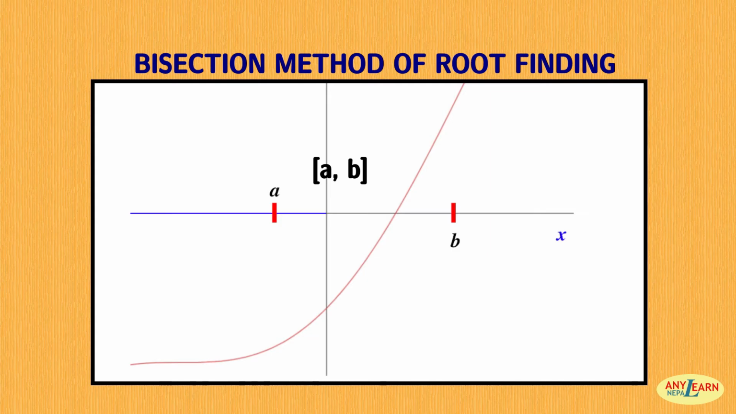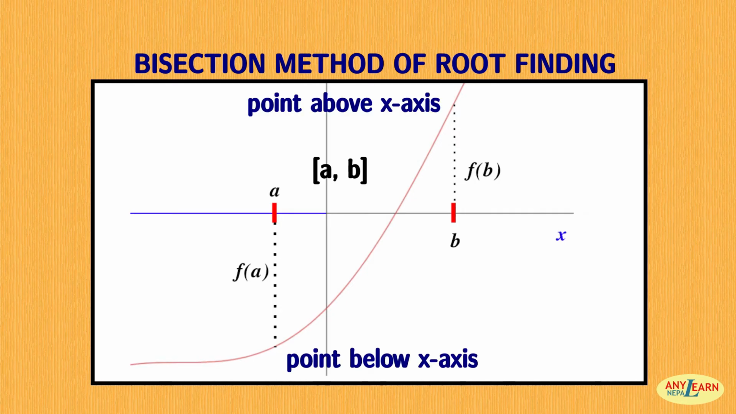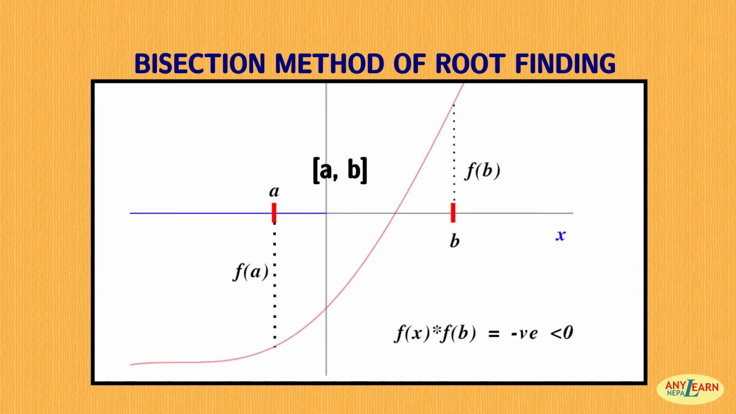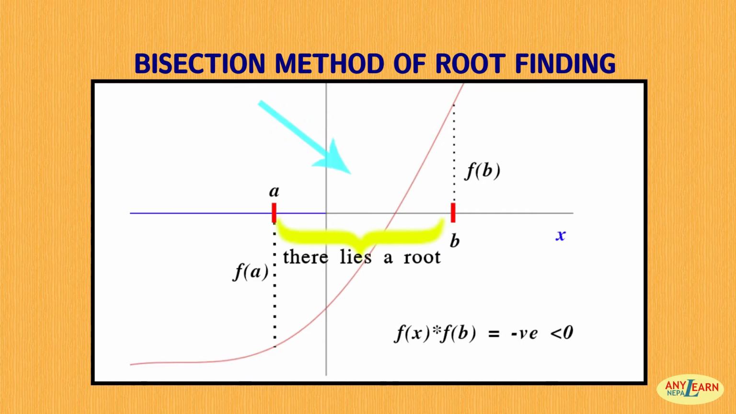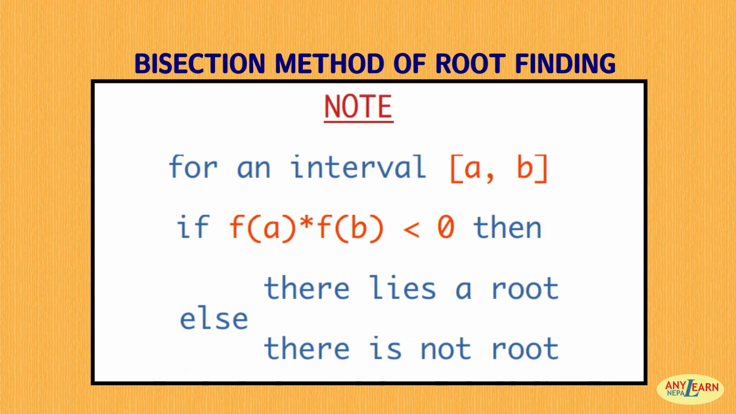Now let's take another interval [a, b] in this way as shown here. And f(a) is negative, f(b) is positive. They are of opposite sign. So the product of f(a) and f(b) gives a negative value, which means less than 0. It follows that theorem, and hence there lies a root in the interval, as can also be seen in the graph. So the main note is, remember this: if f(a) times f(b) is less than 0, then there is a root, and we are going to use this statement in the algorithm.